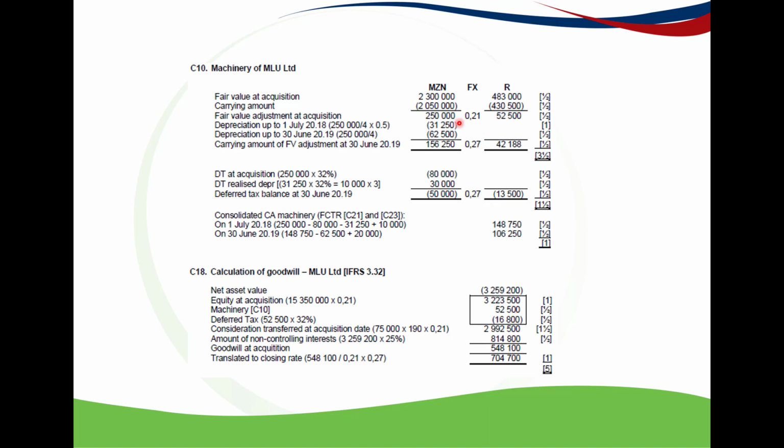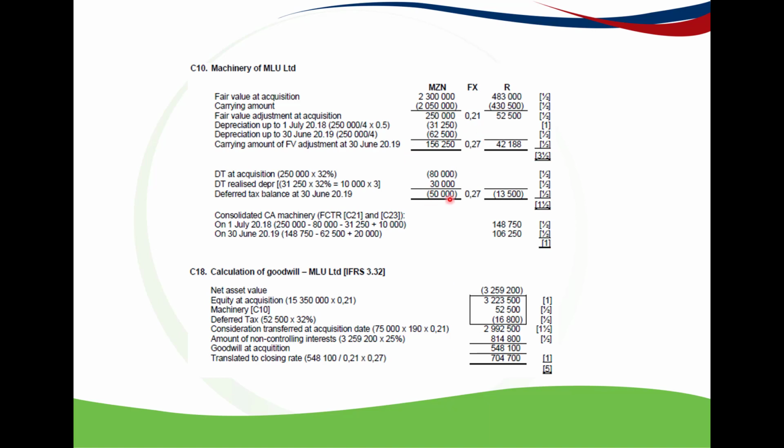So for our purposes of calculating goodwill, we could have stopped here. It's the 52,500 less the tax rate at that date. There's our consideration using the at acquisition rate, the fair value, our NCI at proportionate share. There's our goodwill at acquisition.